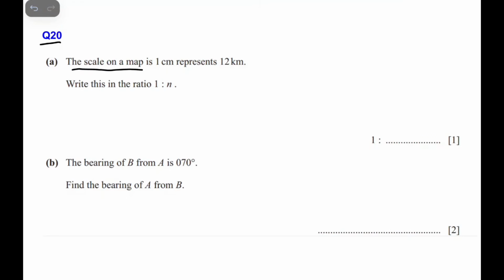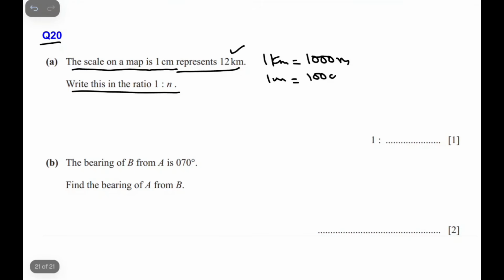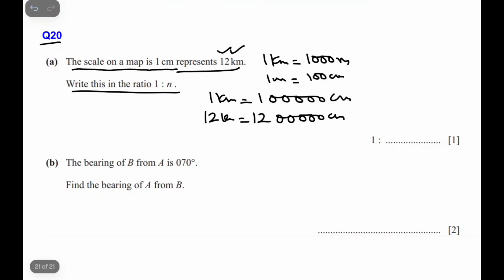Question number 20. The scale on a map is 1 centimeter represents 12 kilometers. So write this in the ratio of 1 is to n. So we have to find the value of n. So we know that 1 kilometer is equal to 1000 meter and 1 meter is equal to 100 centimeter. So 1 kilometer will be 1 followed by 5 zeros centimeter. So now here it is 12 kilometer. So 12 kilometer will be 12 followed by 5 zeros. So the n value will be 12 followed by 5 zeros.